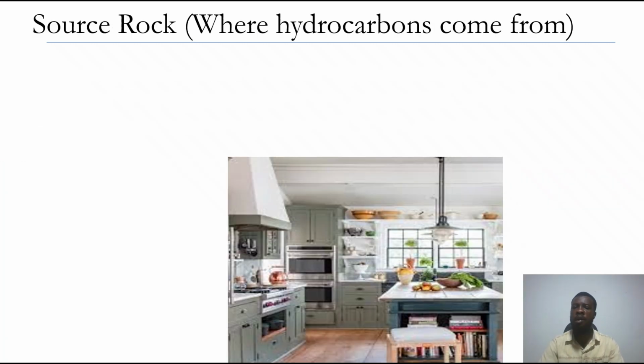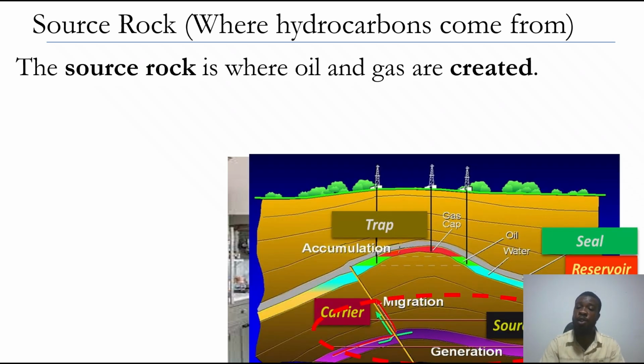Now when we talk about a source rock, one will wonder, why would we have an image of a kitchen when we're talking about a source rock? Now the food that we eat in the house, where do we get it from? It is from the kitchen that all the ingredients are put together to prepare the food that we eat in the house. And just as the kitchen serves this role, the source rock also serves as a kitchen when it comes to the generation of hydrocarbon. And it is the source rock where oil and gas is created.